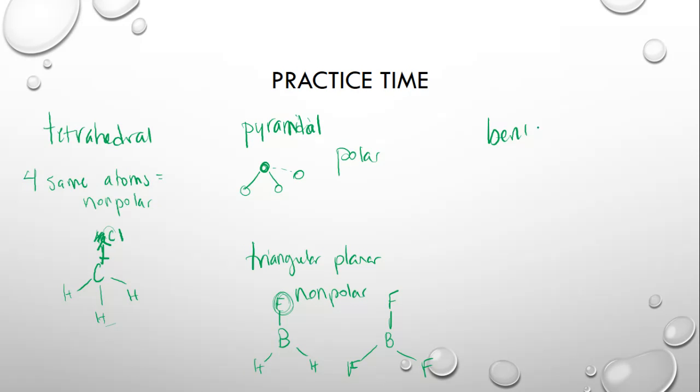Same thing goes for bent. Bent tends to be polar because of its shape. Their shape lends them to having 2 opposite ends, so you could easily have a negative end and a positive end. Linear works like triangular planar and like tetrahedral. It tends to be nonpolar unless you have one end that is really different from everything else.